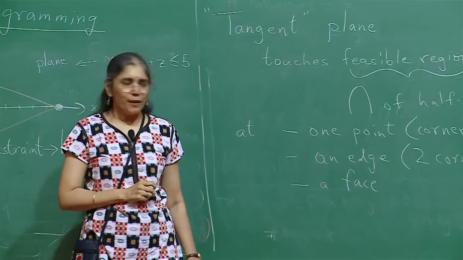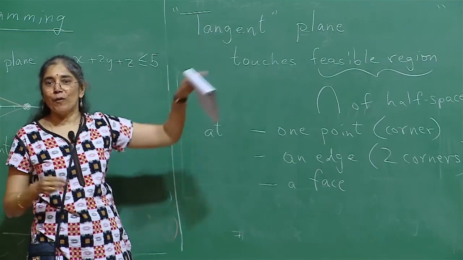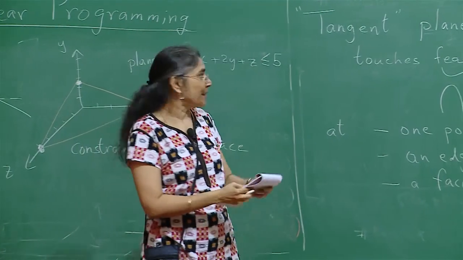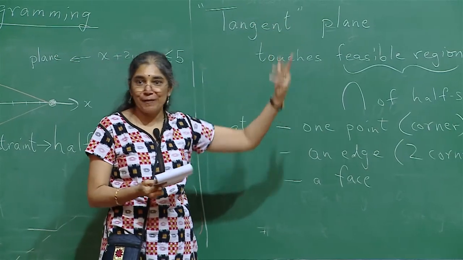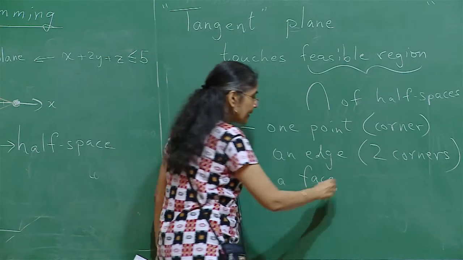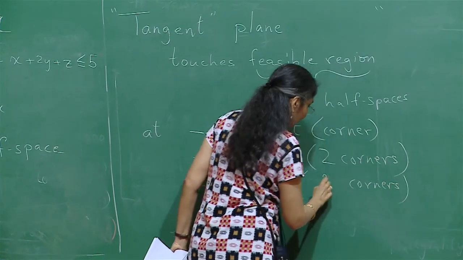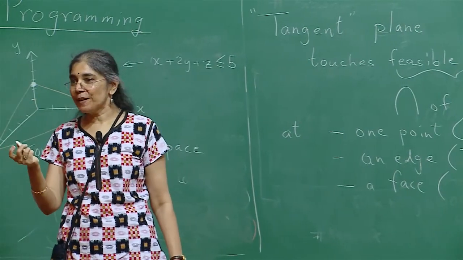Okay. In fact, this is a kind of circular definition. The face itself is giving you the tangent plane. How do you define the face of a solid object? It is in some sense this tangent plane that we are talking about. I have not given a formal definition, I am just trying to give the intuition. So, this tangent plane could be an entire face. In that case, how many corners? It depends upon the face.